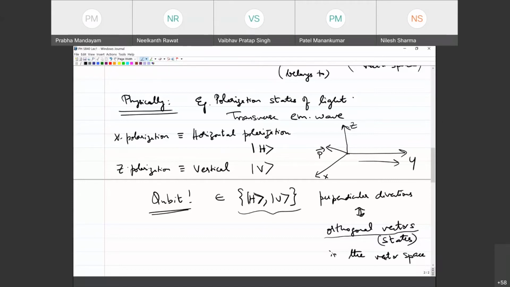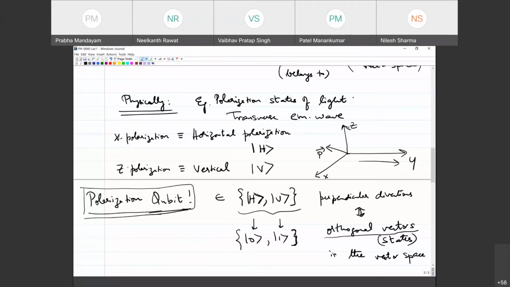So this H is what I can refer to as ket 0. For example, this is the 0 state of my qubit. The V, I can think of this as the 1 state of my qubit. And in fact, this polarization qubit was one of the first physical realizations of a quantum bit. One of the earliest quantum protocols, namely quantum key distribution, was actually implemented using the polarization qubit in the early 90s in the IBM lab in Yorktown Heights, right?